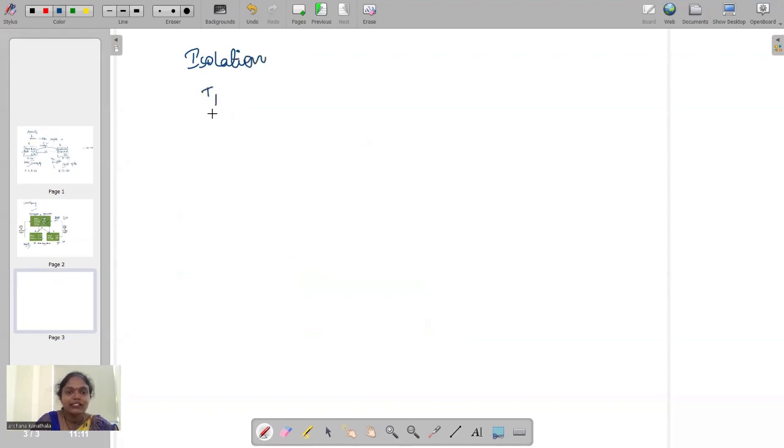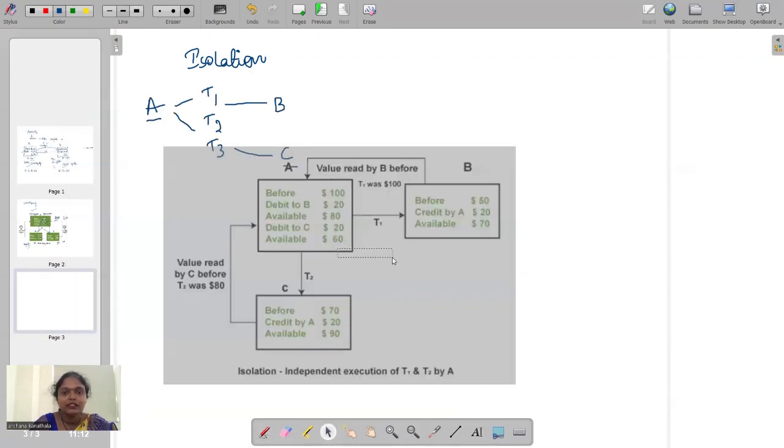When multiple transactions, that is T1, T2, T3, have been involved with respect to A, B, and C, then we need to be sure that the operations from A to B take place independently from the operations which are being done from A to C, right? So this is how we need to balance. To understand this better, let us take another example. Now look at this.